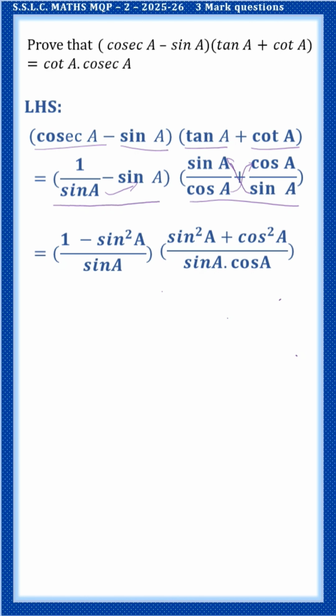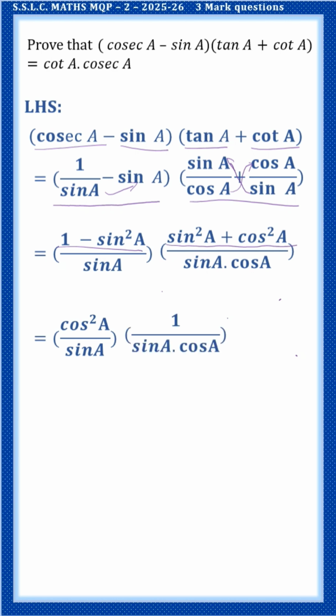Now let us use the identity sin square A plus cos square A is equal to 1. So 1 minus sin square A is equal to cos square A. Let us retain the denominator as such. So cos square A upon sin A. Here sin square A plus cos square A is equal to 1, so 1 upon sin A into cos A.